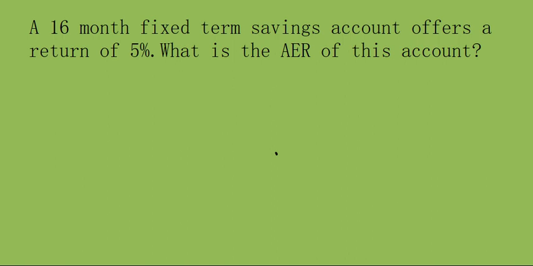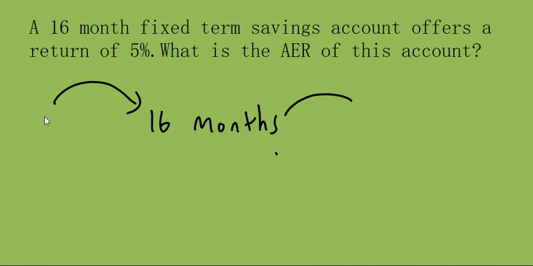Okay, so analysing this question, a 16-month fixed-term savings account offers a return of 5%. What does that mean? Well, a fixed term means if you put your money into this account, you're not allowed to touch it for 16 months. 16 months later, you're allowed to take it out, and it will have increased by 5%. If you put in 1 at the start, what would come out? 1.05 would come out. So that's the idea of a fixed-term savings account.